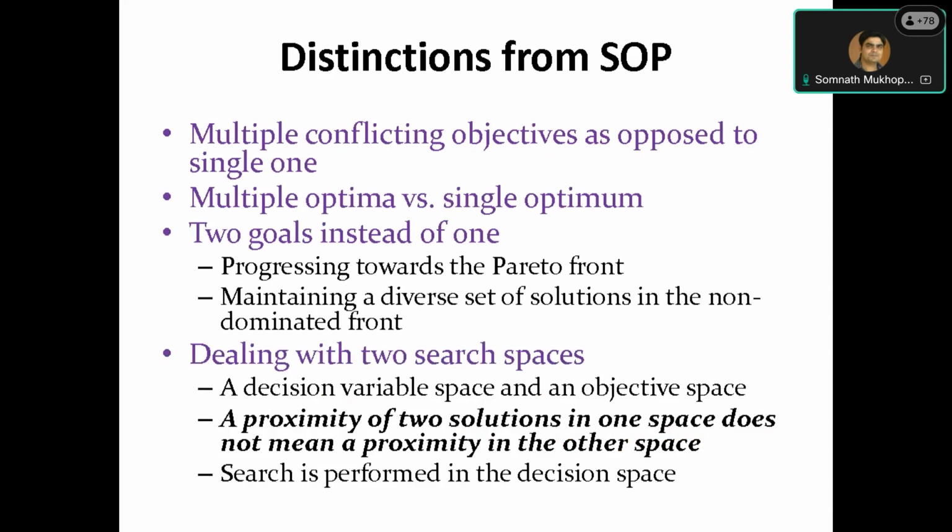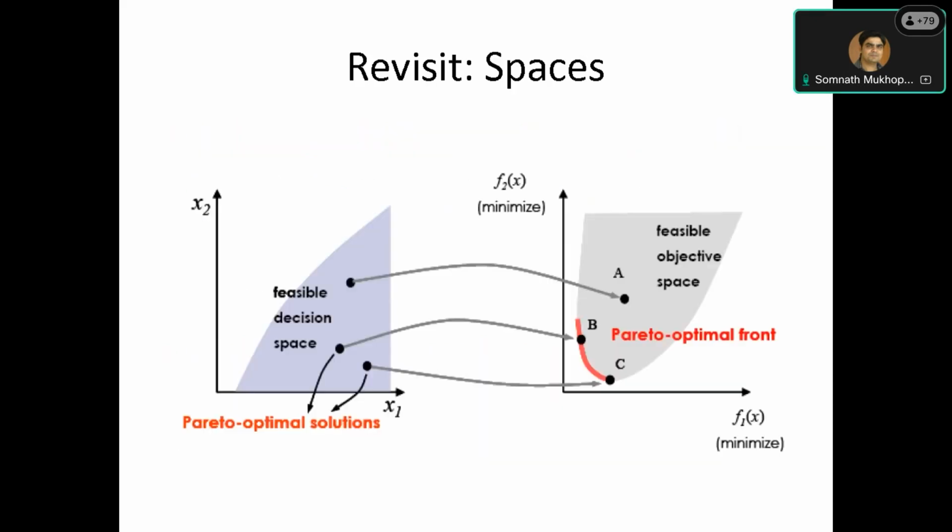So there are multiple distinctions from single objective optimization: multiple conflicting objectives as opposed to a single one. In the case of a single objective, we can easily compare two solutions. But in the case of multi-objective solutions, we cannot compare.